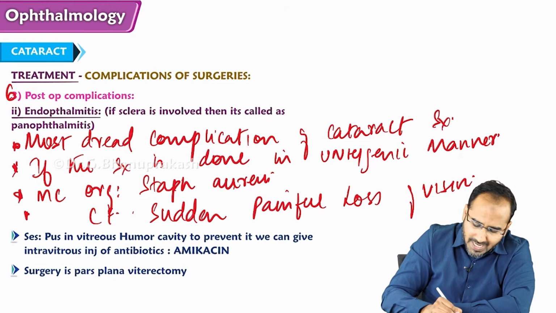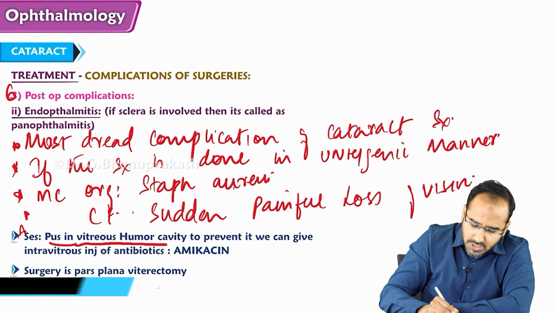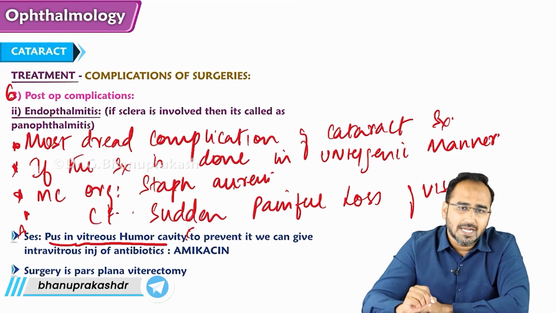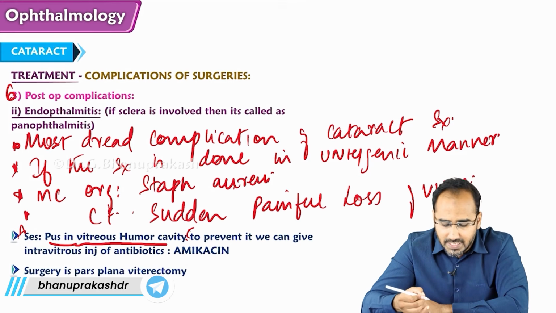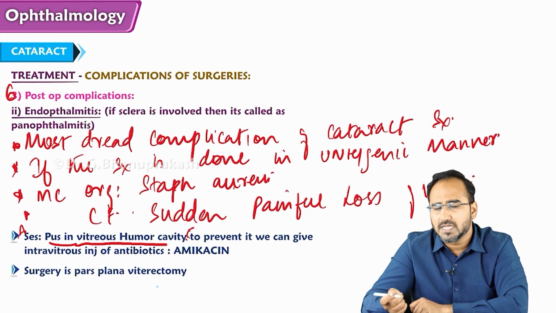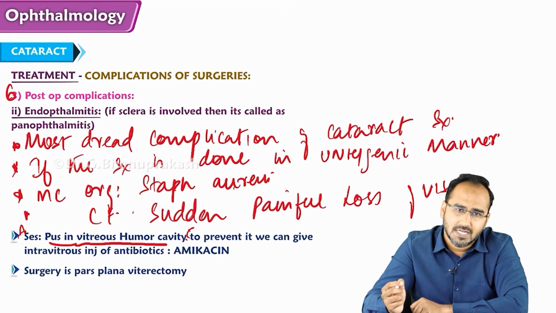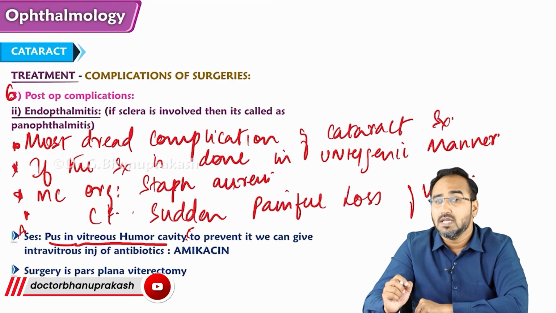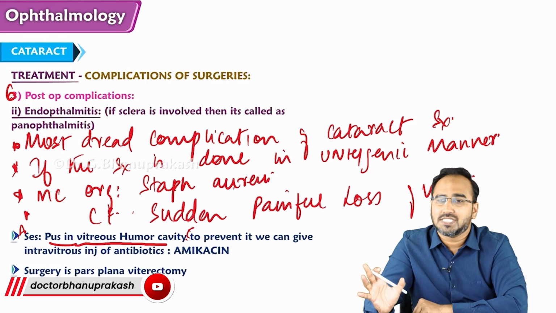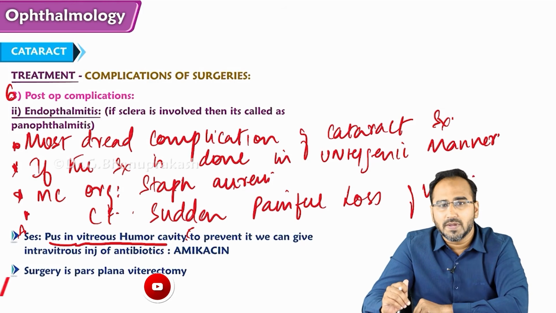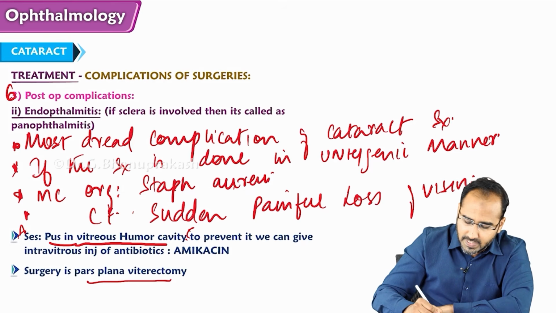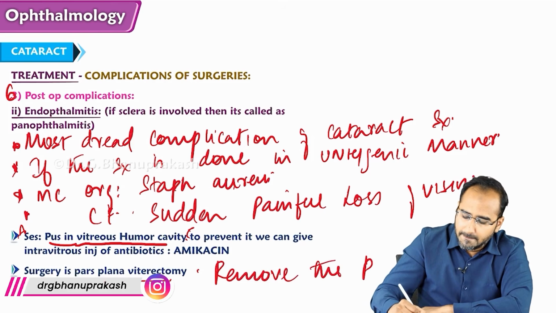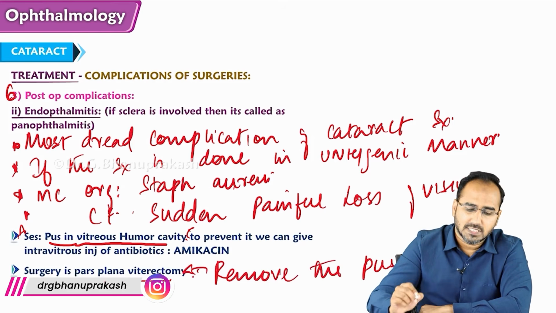So remember, guys, for diagnosis, you will see pus in the vitreous humor. To prevent this, what are we doing nowadays? We are giving intravitreal injection of amikacin. If there is small pus, for prevention and also for management we give this intravitreal injection of amikacin. But if the pus is much, then you have to remove the pus by pars plana vitrectomy.